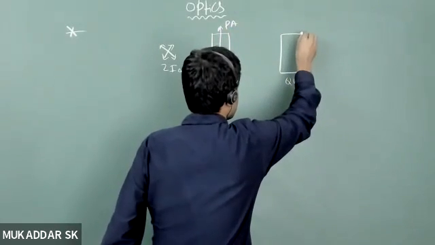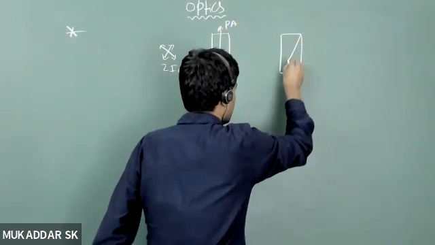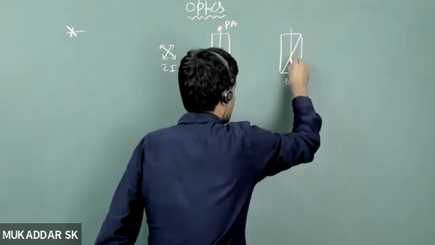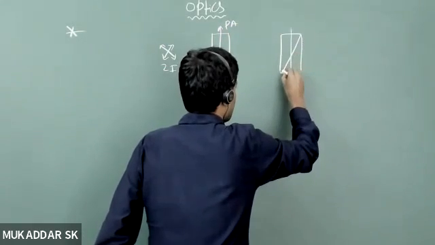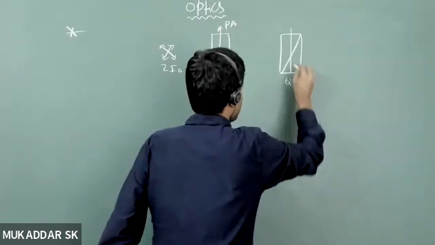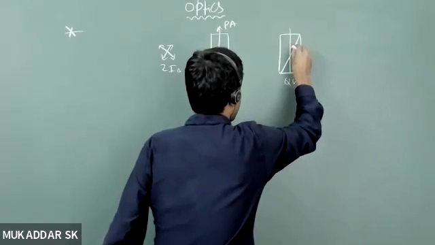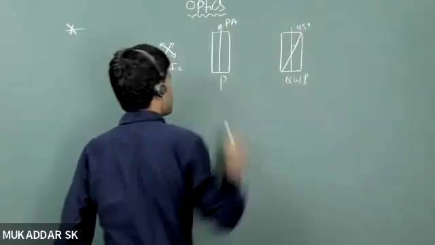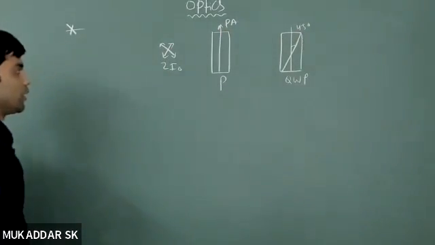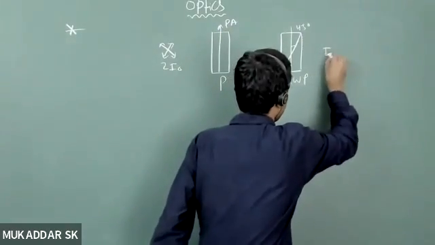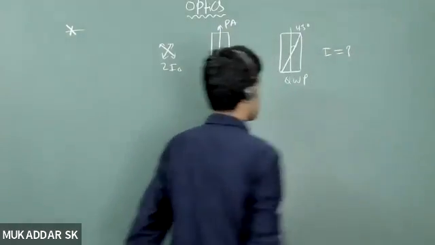The optic axis of the quarter wave plate is making an angle of 45 degrees with respect to the pass axis of polarizer P. Then what you have to calculate is the intensity of the emerging ray. That you have to calculate.